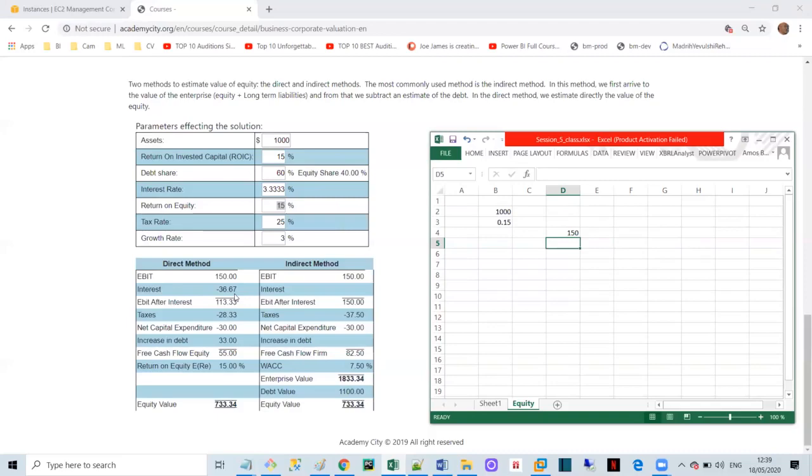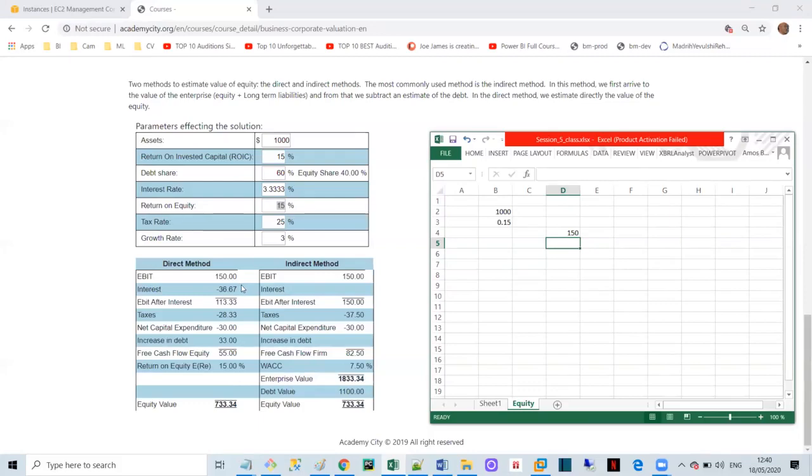And here is the puzzle. I need to calculate the interest as a percentage of the debt. And how much debt does this company have? Well, from the data on the top, we don't really have it. We just know it's 60% of the value of the company. Yes, but what is the value of the company? I don't really know. So if I ignore the right side, there's no way I can calculate the interest.